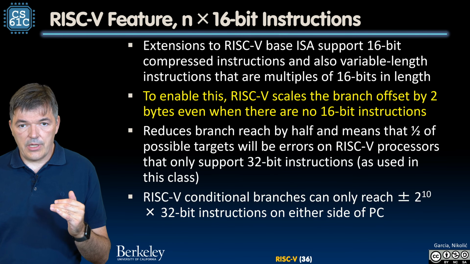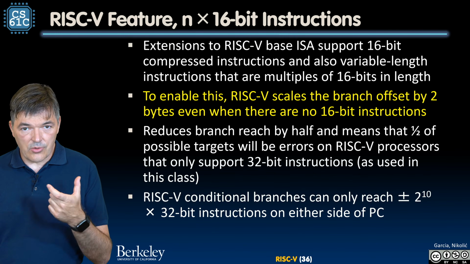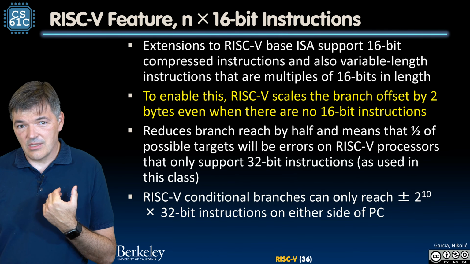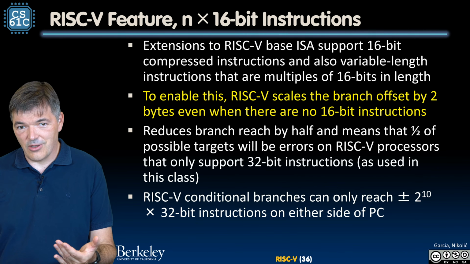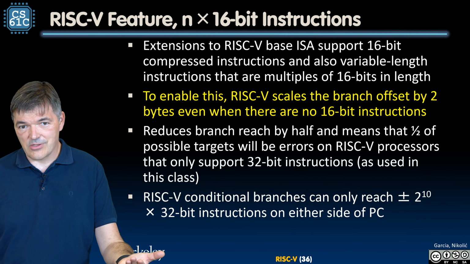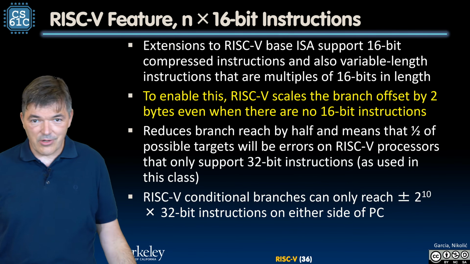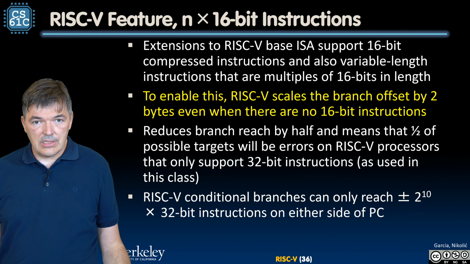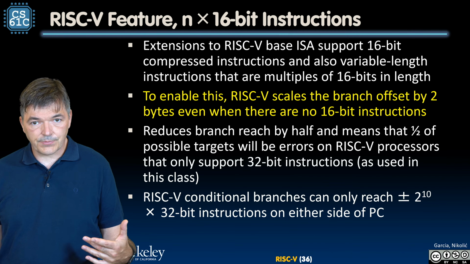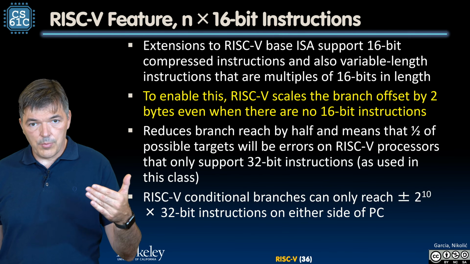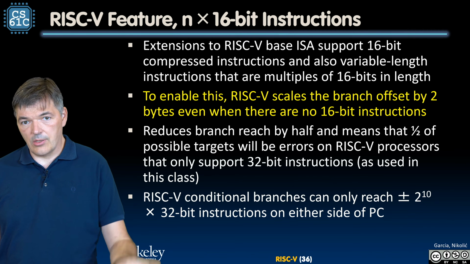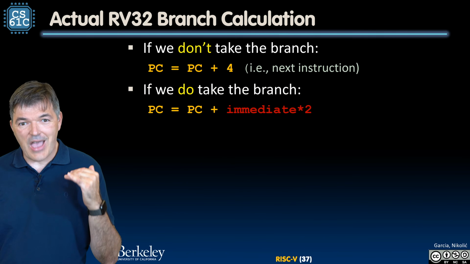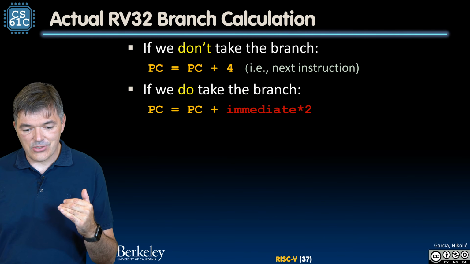Keep in mind, though, that in this class we are only using 32-bit instructions. We are not studying the compressed instruction set. That means that if we don't correctly specify that offset, we could branch into the middle of an instruction, and that would not be good. That would, in our case, produce garbage, and we would read a garbage instruction. So, as a result, the range of our branches is plus minus 1 kiloword, or 4 kilobytes. So let's take a look now at what the actual branch calculation looks like.